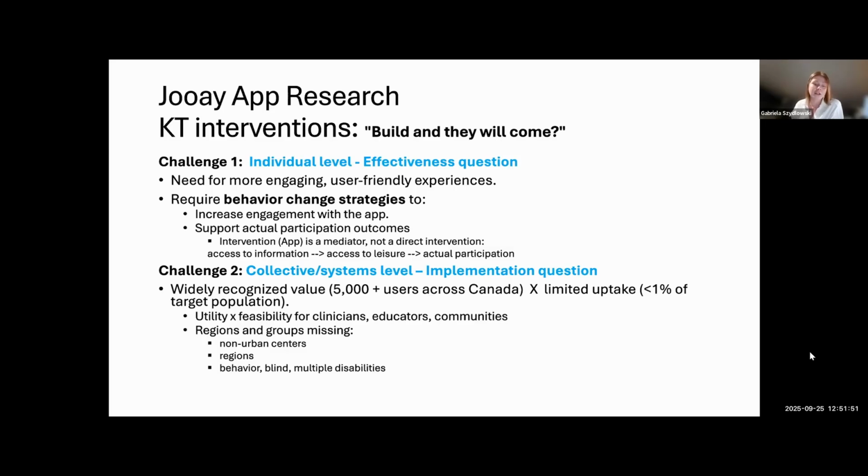Then there is a second challenge that comes with it, which is more of a collective systems level question. So it's more the implementation question. There is a recognized value for the app, and there are about 5,000 users across Canada, but it's still a limited uptake, thinking that it could serve up to 800,000 families. So the question also comes from the utility and the feasibility of implementing the app for clinicians, for educators across communities, for parents and youth to be using.